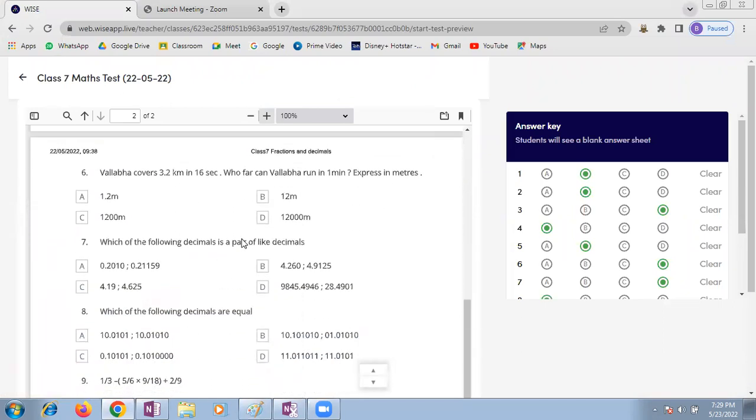Vallabha covers 3.2 kilometers in 16 seconds. How far can Vallabha run? Ma'am, the option is D. Ma'am, D is the answer. Vallabha covers 3.2 kilometers in 16 seconds. Sorry, children, by mistake: how far can Vallabha run in 1 minute? So 1 minute means how many seconds, Nana? 60 seconds. Vallabha is running 3.2 kilometers in 16 seconds, which means he is super fast, an express.